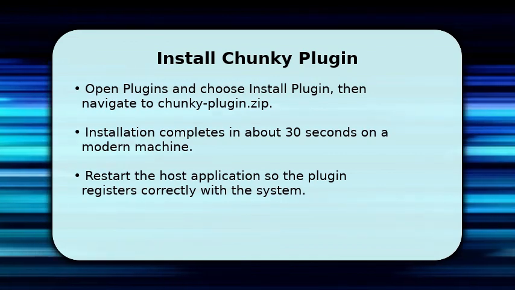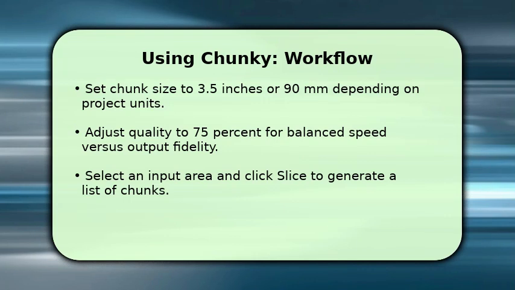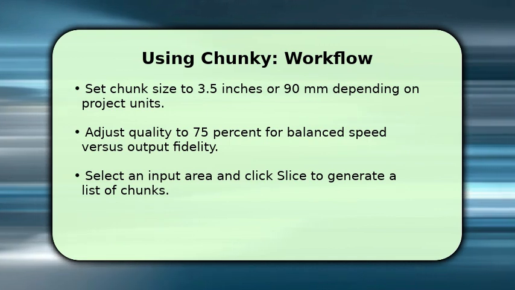Set chunk size to 3.5 inches or 90 mm depending on your project units. Adjust quality to 75% for balance between speed and output fidelity. Select an input area and click Slice to generate a list of chunks.